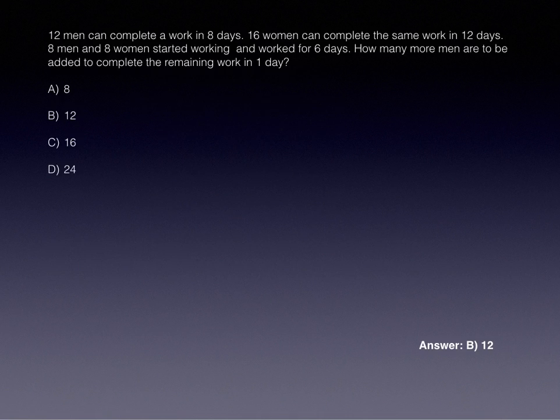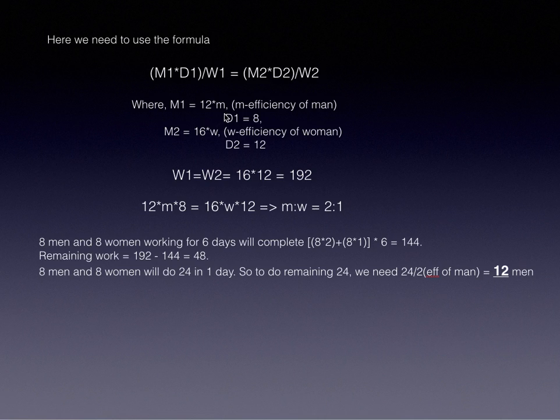So here we know that 12 men can complete a work in 8 days, but we don't know the efficiency of one man. Therefore, let the efficiency of the man be m. Then we know that M1 is equal to 12 star m. This is the total efficiency, and D1 is equal to 8.